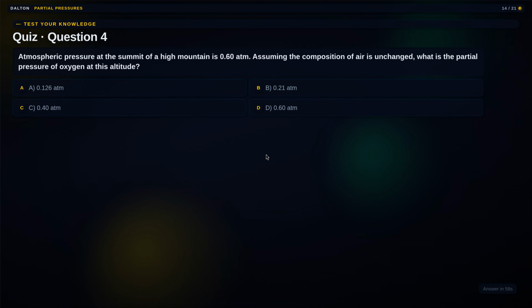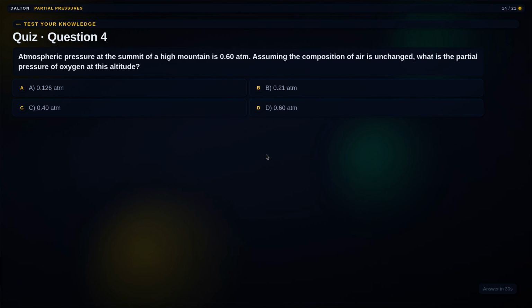Question 4. Atmospheric pressure at the summit of a high mountain is 0.60 atmospheres. Assuming the composition of air is unchanged, what is the partial pressure of oxygen at this altitude? The four options are A. 0.126 atmospheres, B. 0.21 atmospheres, C. 0.40 atmospheres, or D. 0.60 atmospheres.